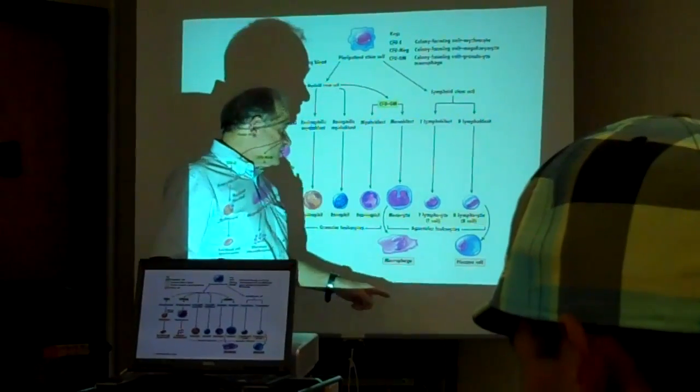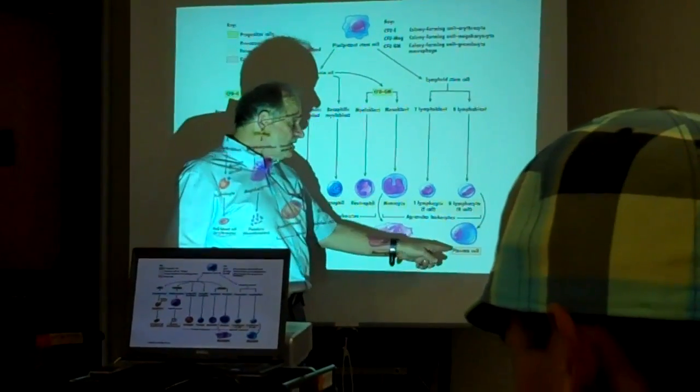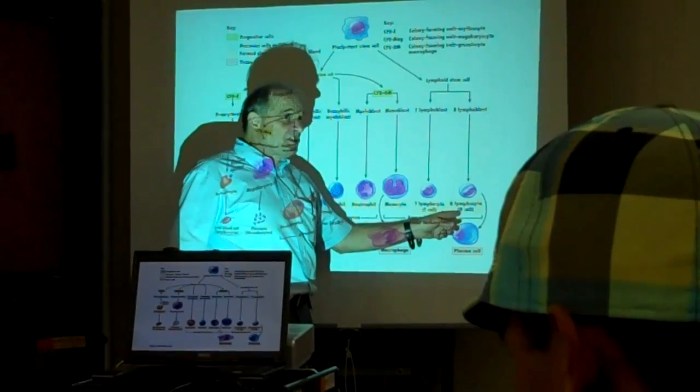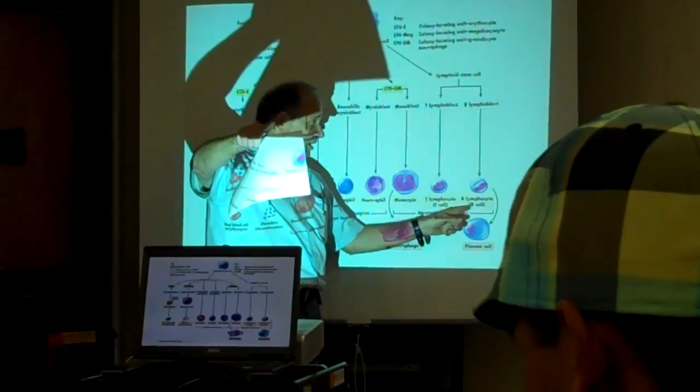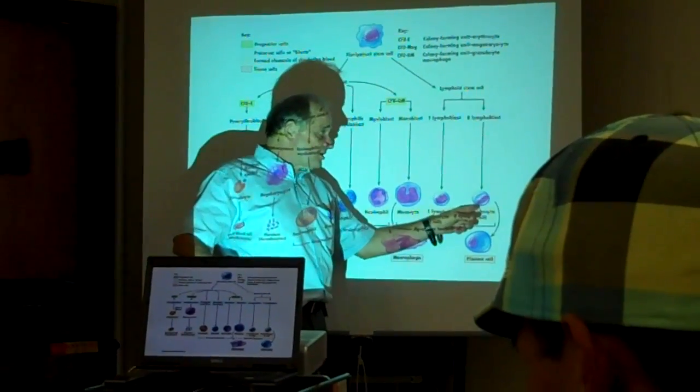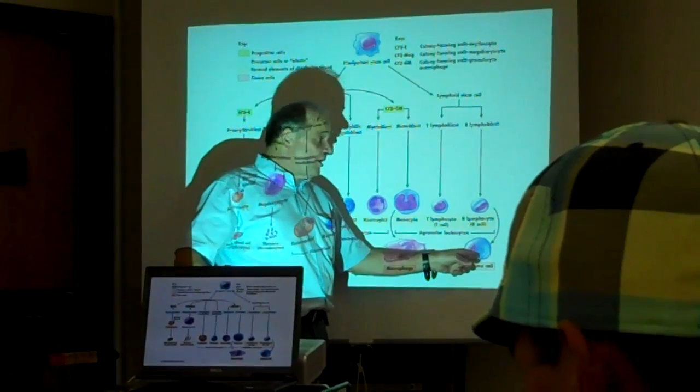Now notice this right here. Does the B cell itself produce antibodies? No. Follow this, Jamie. The B cell has to convert to this cell right here, the plasma cell.